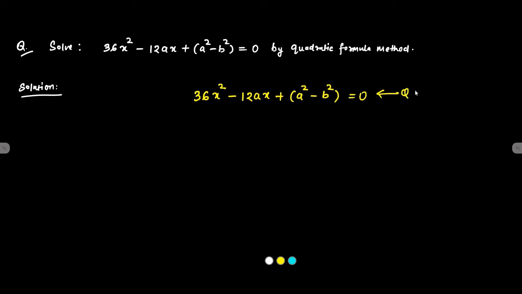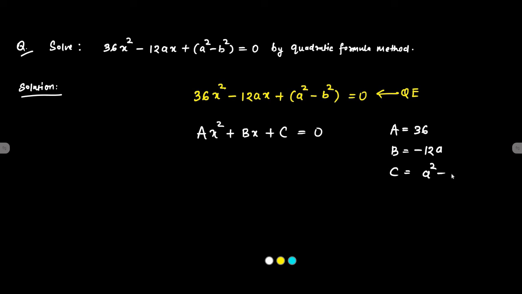So if we compare it with the standard format of a quadratic equation, here I am using capitals: Ax square plus Bx plus C is equal to 0, because there is small a and small b in the equation, so I am not using the same format, I am using capital A, B, C. So if we compare it with the basic format, we have A is equal to 36, B is equal to minus 12a, and C is equal to a square minus b square.